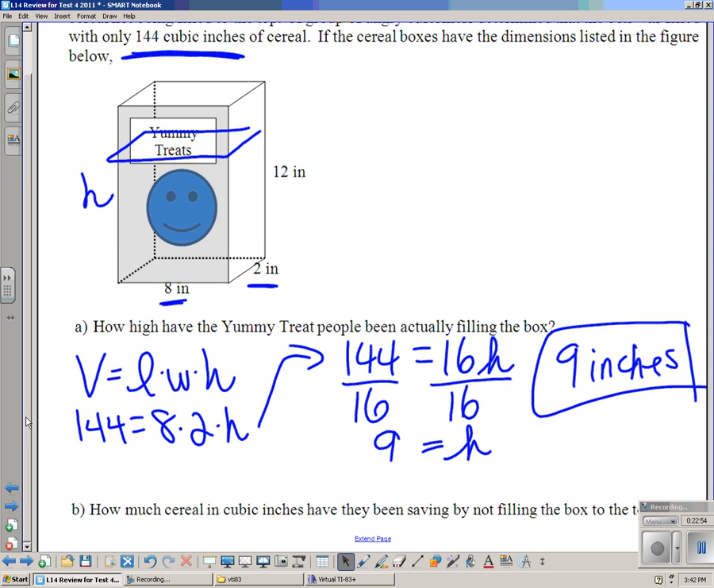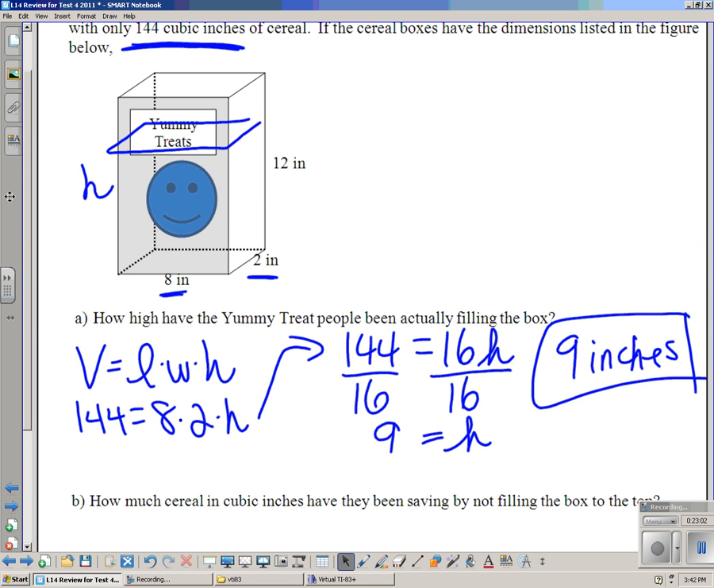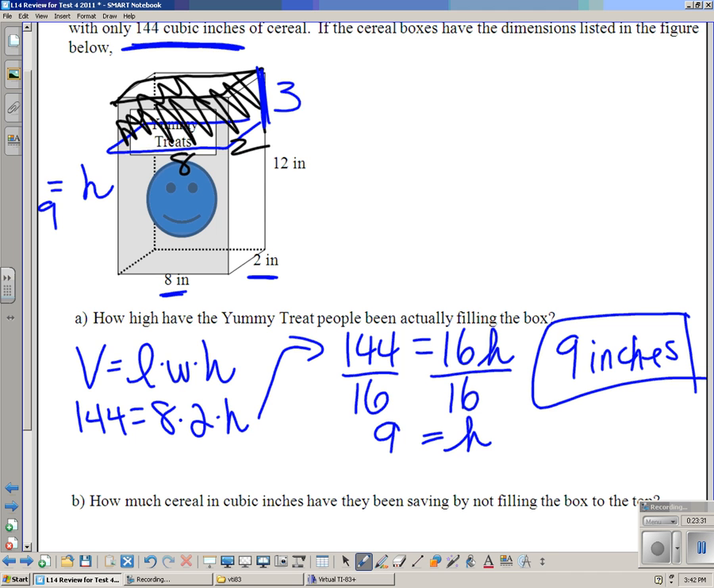So part B asks us, how much cereal in cubic inches have they been saving by not filling to the top? Well, by not filling to the top, they're leaving this part of the box completely empty. We know it has a length of 8, a width of 2, and the height, since we know the cereal is being filled up to 9, and there's 12 in the entire box, 12 minus 9 will give you the height of what they're missing, which is 3.